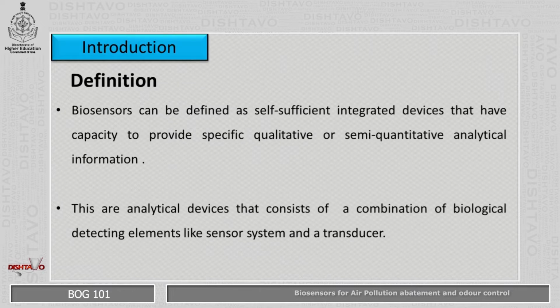Coming to the introduction, the definition of biosensors: biosensors can be defined as self-sufficient integrated devices that have the capacity to provide specific qualitative or semi-quantitative analytical information. These are analytical devices that consist of a combination of a biological detecting element like a sensor system and a transducer.